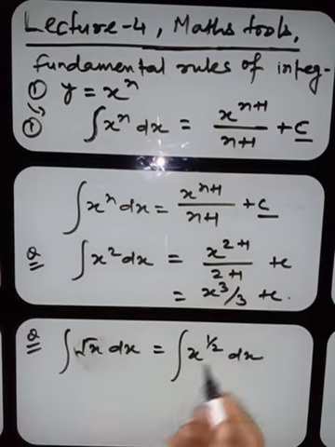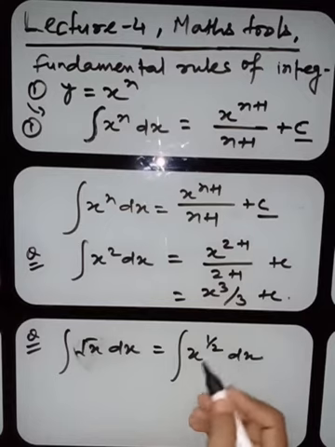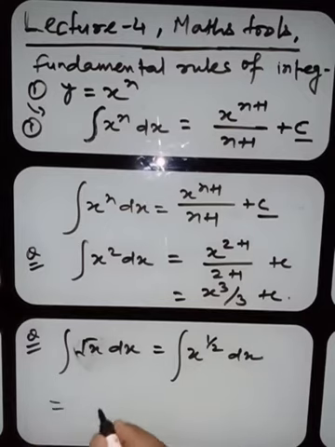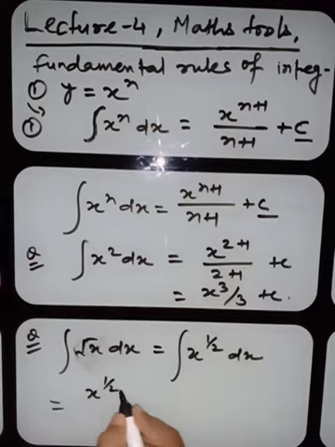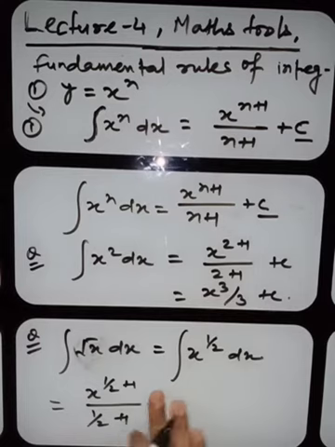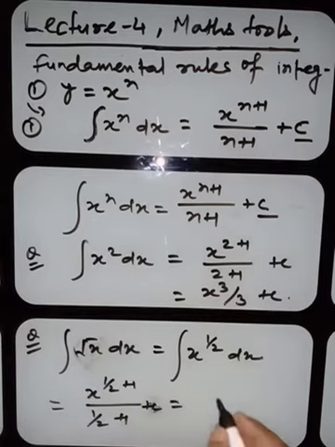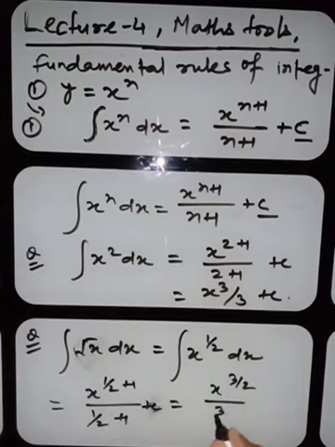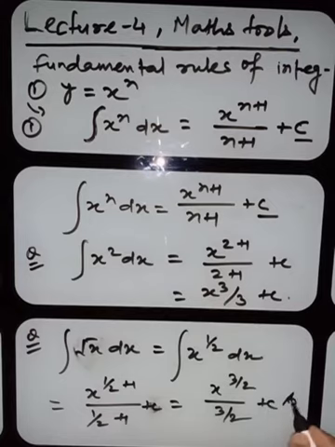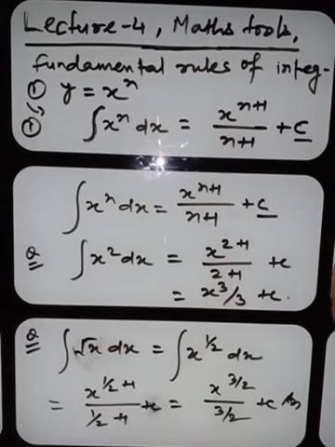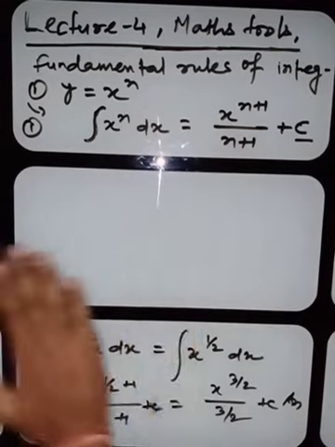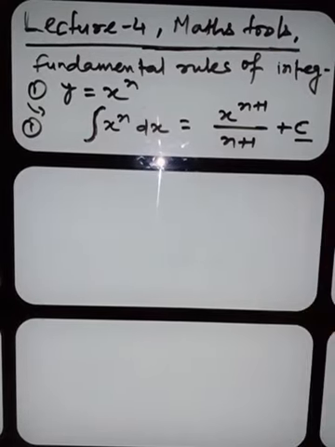You can write this root x as x power 1. Now you are having the value of n as 1 by 2. So the answer will be x to the power n plus 1 divided by n plus 1, plus c. Alright, it is x to the power 3 by 2 divided by 3 by 2, plus c. You can simplify this one: 2 by 3 x to the power 3 by 2. Okay, I hope you understand very well. Now let's come to the next rule.